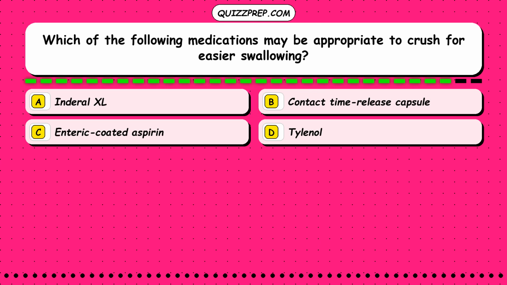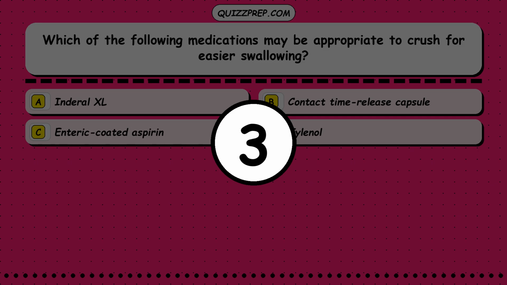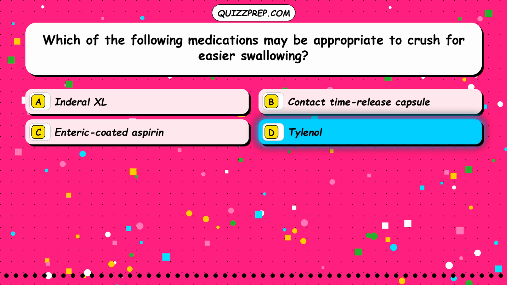Question 98. Which of the following medications may be appropriate to crush for easier swallowing? Option A, Inderal XL. Option B, Contac time release capsule. Option C, enteric-coated aspirin. Option D, Tylenol. The correct answer is option D, Tylenol.